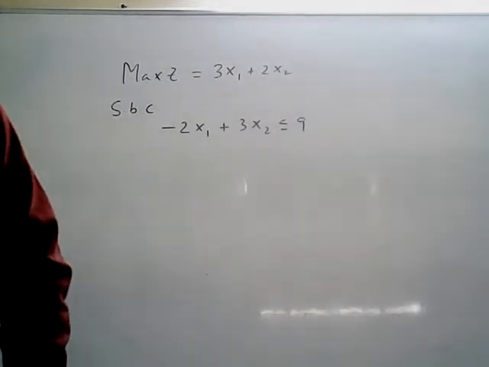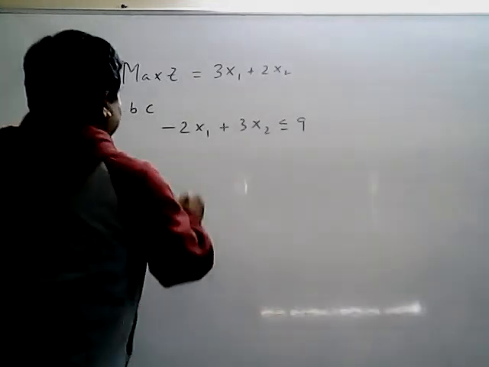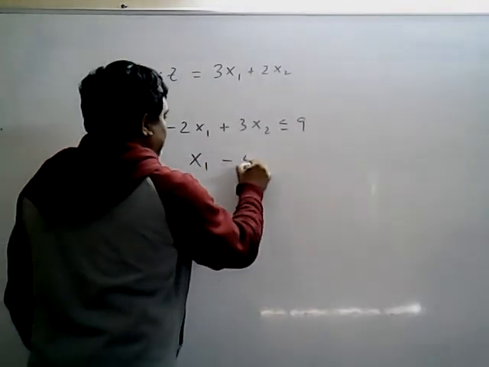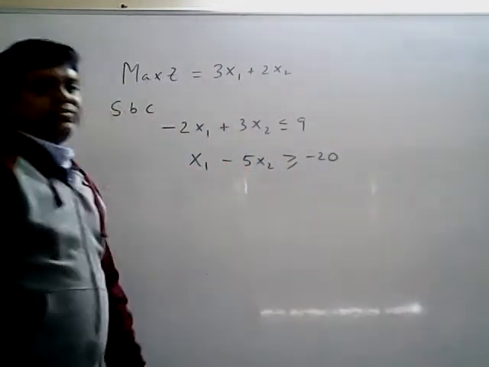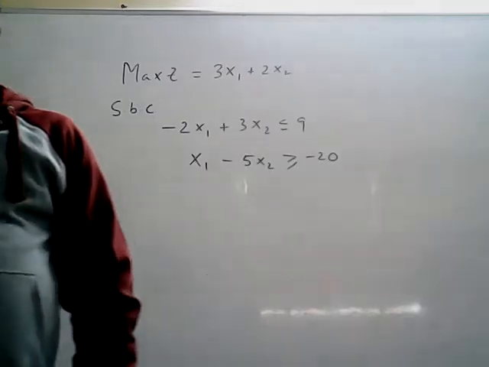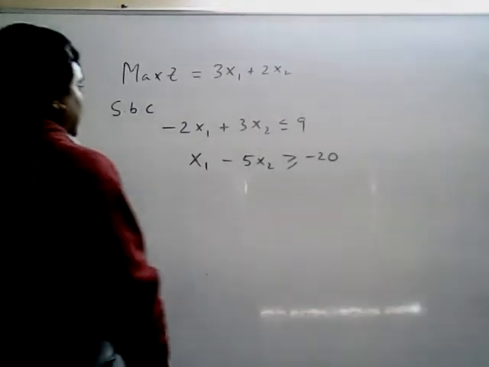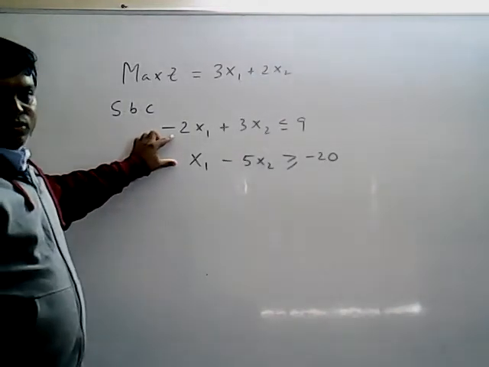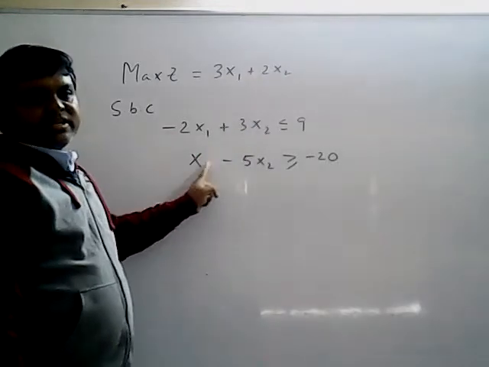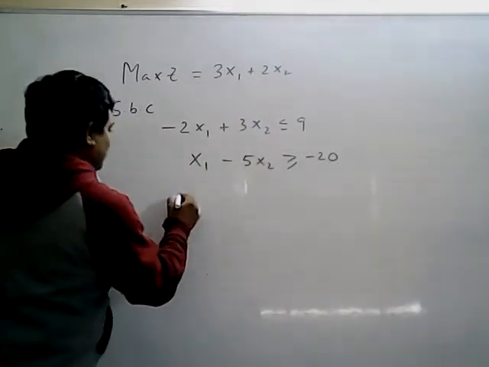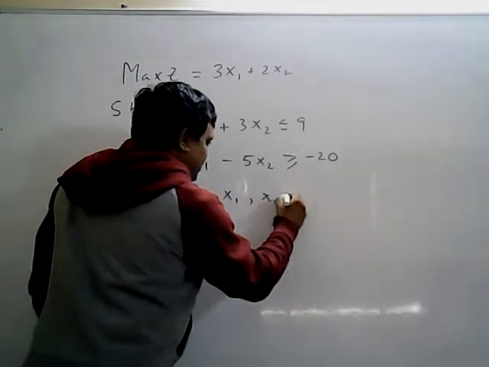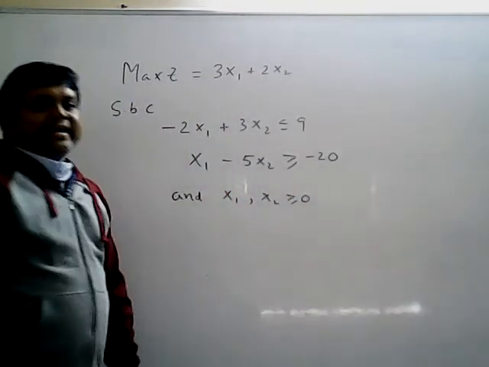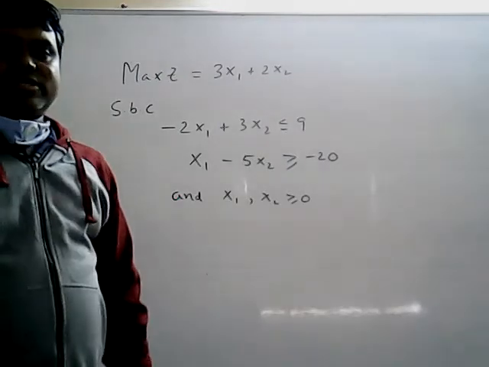Second constraint: x1 minus 5x2 greater than or equal to minus 20. So how many constraints are there? Two constraints. How many decision variables are there? Two, x1 and x2, and x1, x2 greater than or equal to 0.